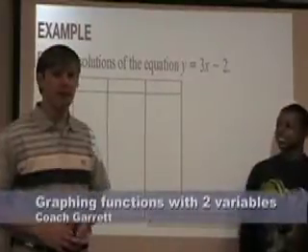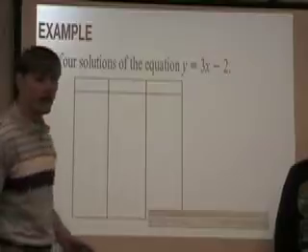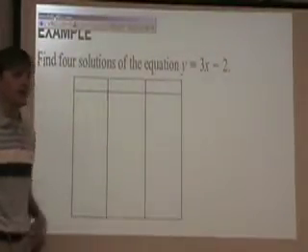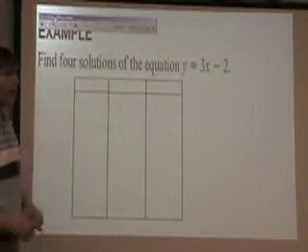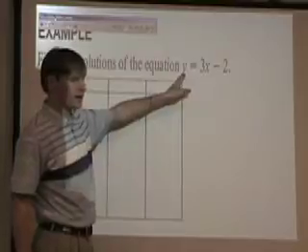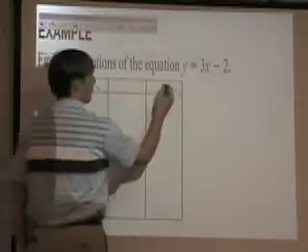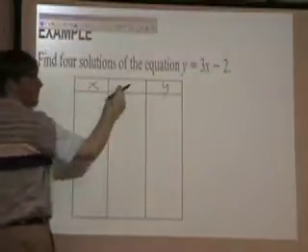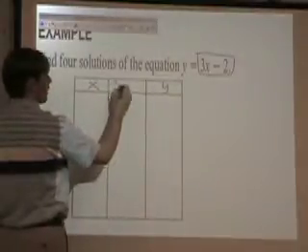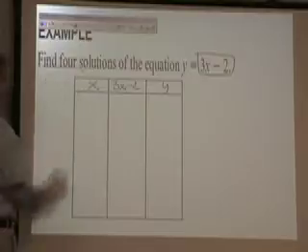Today we're going to learn how to put functions like this with two variables into a function table like this. So these function tables are just like the function tables we did before, except rather than having f of x right here, what do we have? Y. Okay, now we're going to put x in the first box, we're going to put y in the second box, and in the middle box we put everything to the right of the equal sign. So 3x minus 2.